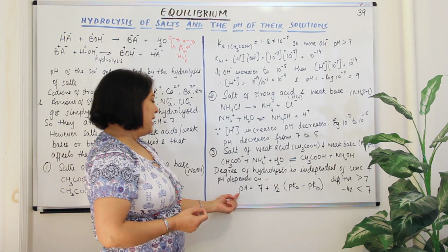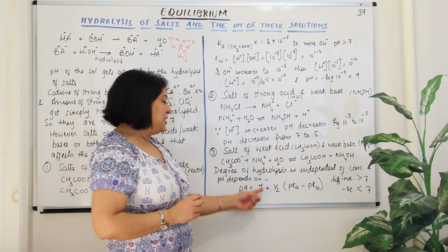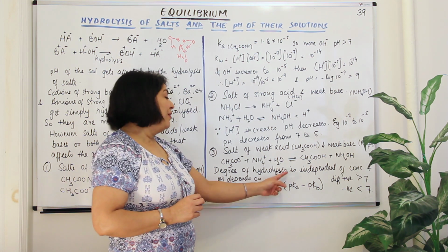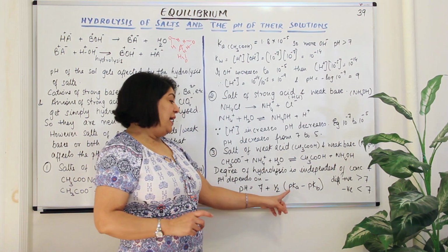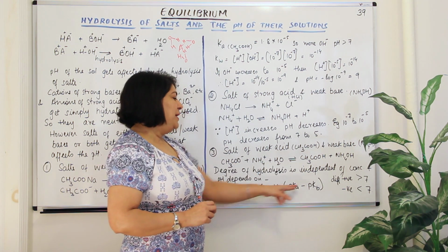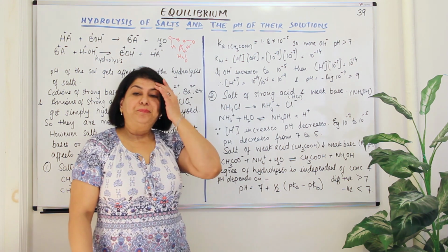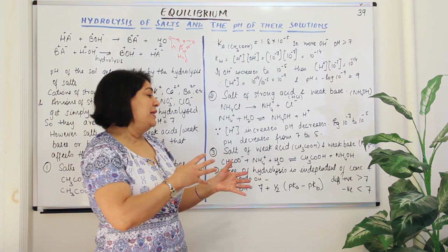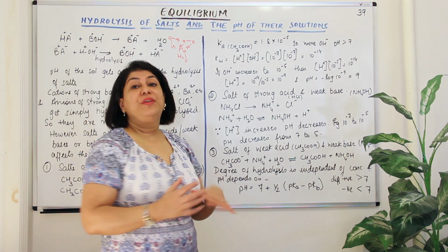And the formula to calculate the pH is: pH is equal to 7 plus half of the pKa value minus pKb value. The pKa value of the acid, which in this case is acetic acid, and the pKb value of the base, that is ammonium hydroxide.